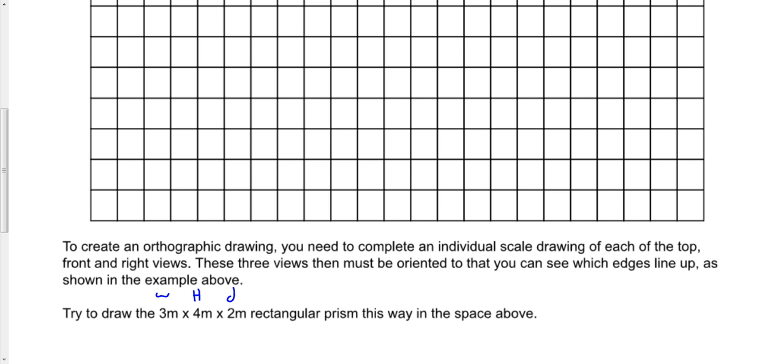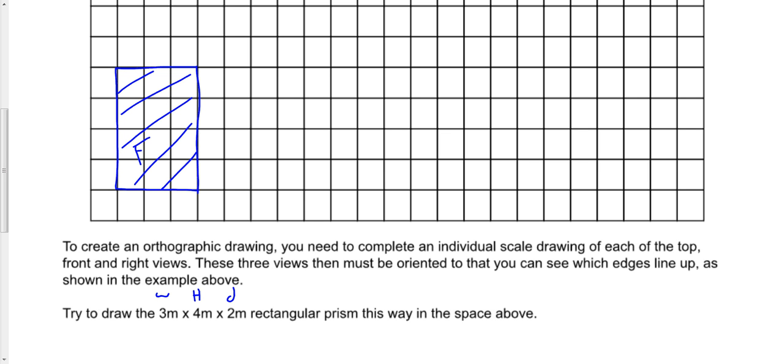So I wanted to quickly draw 3 meters wide. 3 meters wide, this is going to be my front view over here. So I'm going to go 1, 2, 3 meters wide, and it's going to be 4 meters high. So 1, 2, 3, 4. So I'm now drawing in. Okay, so that's going to represent my front view. So this is my front view.